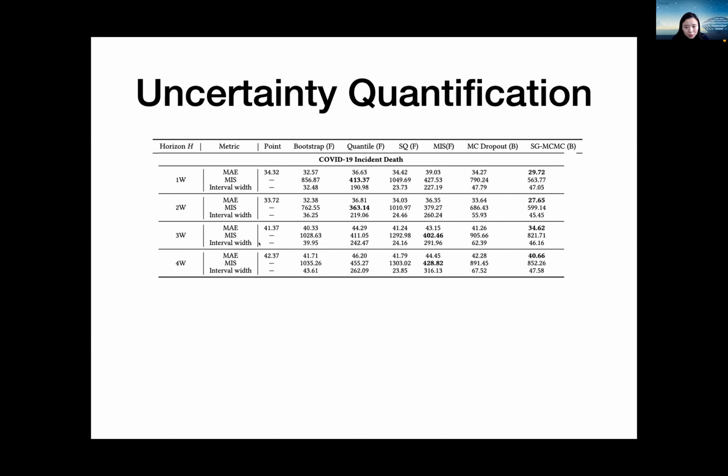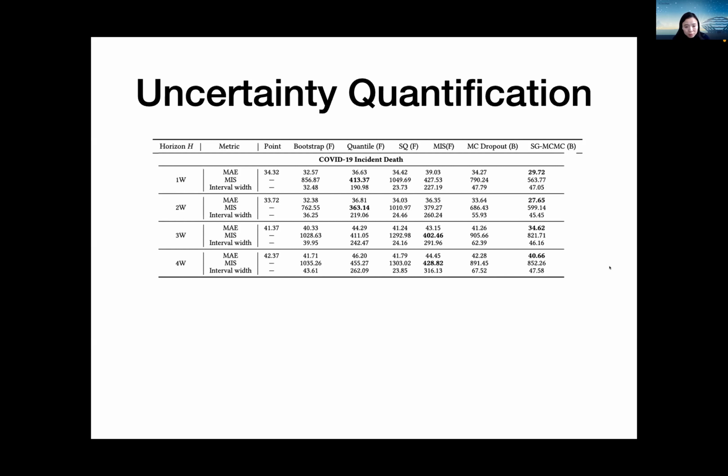So we can see in general, the conclusion seems to be that the Bayesian methods such as SGMCMC, right, which has a capital B here, represent Bayesian method, and MC dropout, these two methods give very good point estimates. So the bolded numbers are the best performing ones. We can see that for MAE, right, the Bayesian methods generally outperform the other methods. So it gives very accurate point estimate forecast.